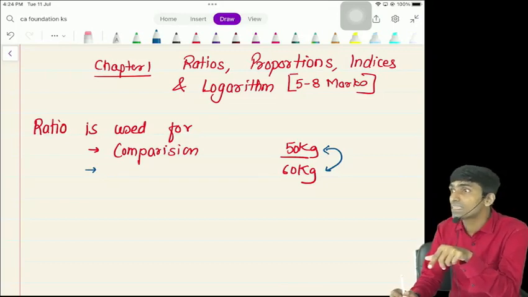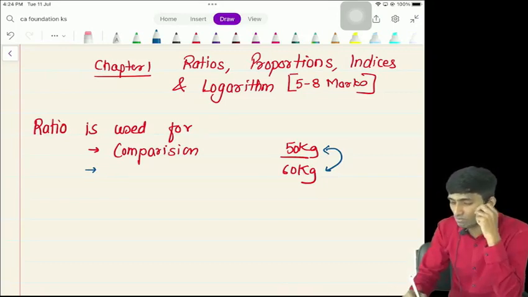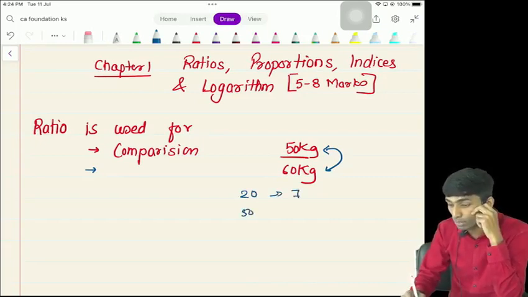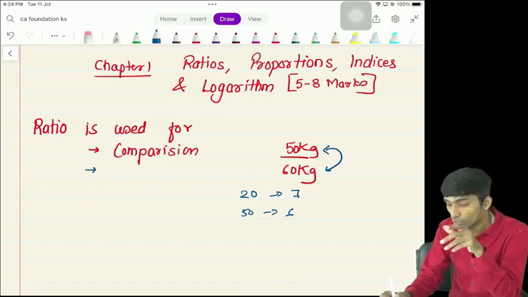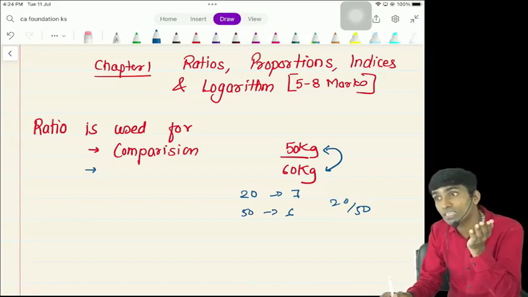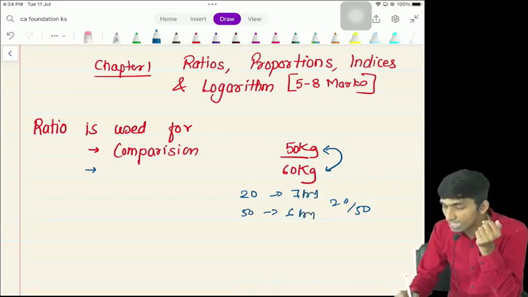There's one question in the exercise. A person is earning for this many hours, this much. Another person is earning, like let's say someone earns 20 rupees in 7 hours. Understood? And someone is earning 50 rupees in 6 hours. They have asked you to calculate the ratio of the earnings. What you will do? 20 upon 7. It will not be 20 upon 50. Why? Because the units is not same. Correct? The 20 is for 7 hours. Now this is for 7 hours and this is for 6 hours.